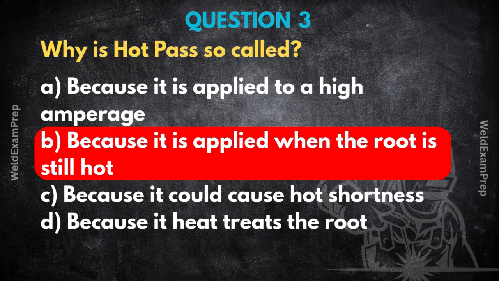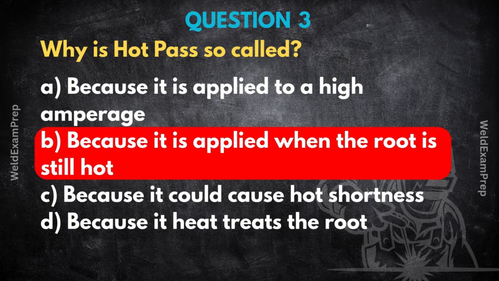Option A, high amperage, might be used, but that's a parameter, not the reason for the name. Hot shortness, C, is a type of cracking that happens at high temperatures, usually due to things like sulfur. It's a defect, not a process step. And while the hot pass does apply heat, D, calling it heat treating isn't really accurate in the formal sense. Its main functions are hydrogen removal and ensuring good fusion. Simple name, crucial step. It really is striking how practical the terminology often is in welding. It directly reflects what's happening.